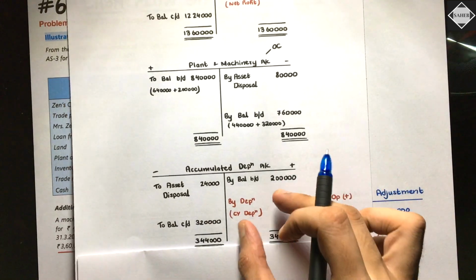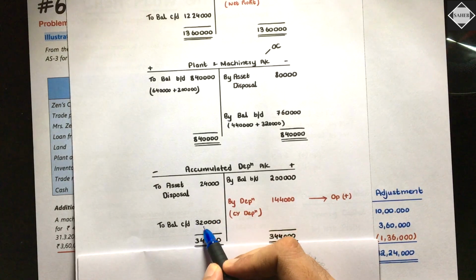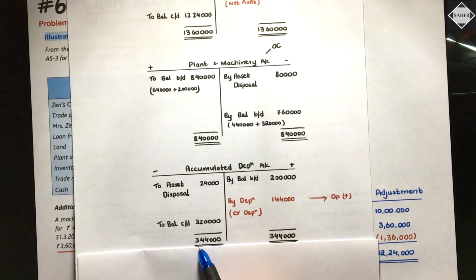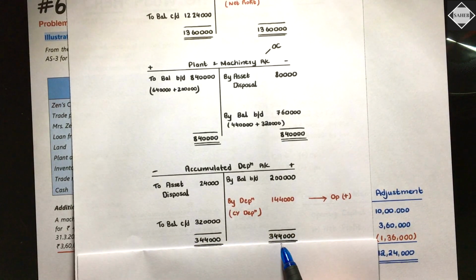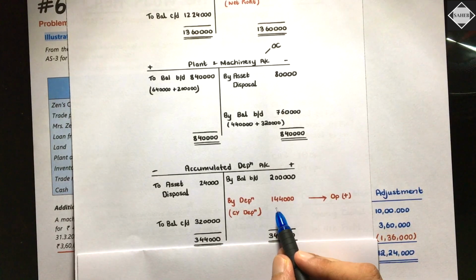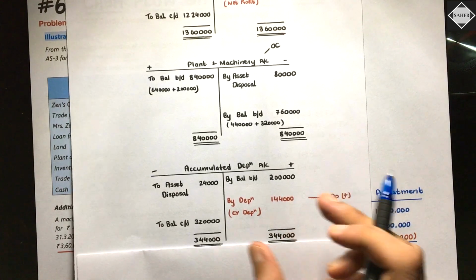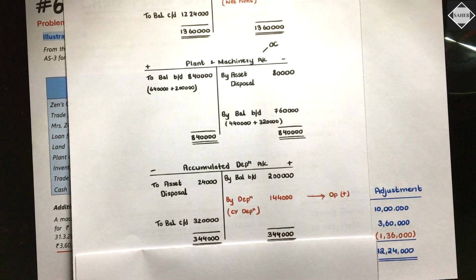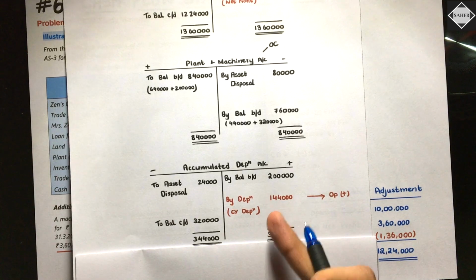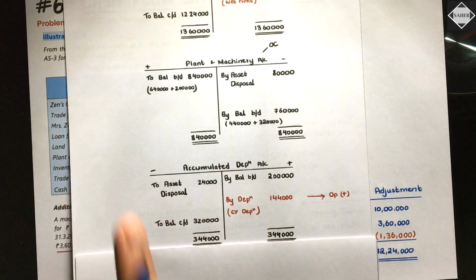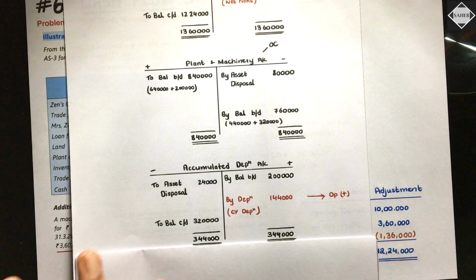Done, understood. Then just balance this account. You will find the balancing figure as the current year depreciation. See here, 320 plus 24, that's 3,44,000. Write it on both the sides. 344 minus 2 lakh, that's equal to 1,44,000, which is the current year depreciation, and this is a non-cash expense. This will go to P&L in the current year.